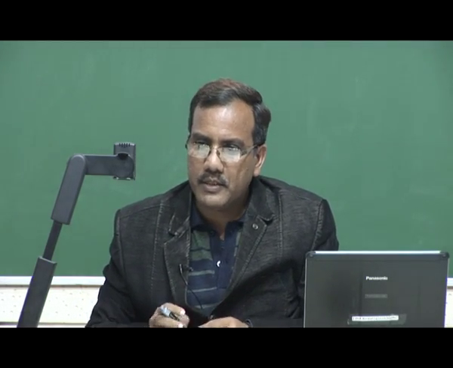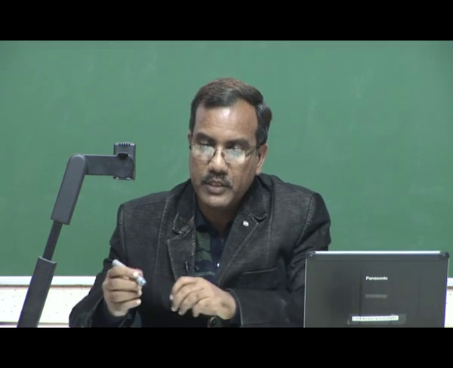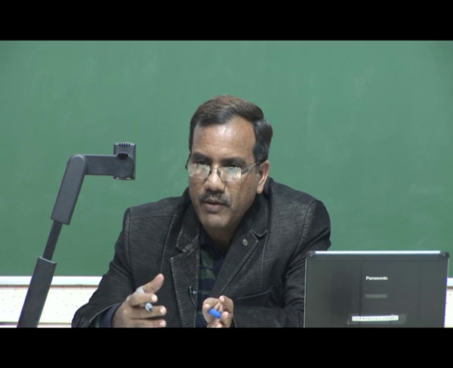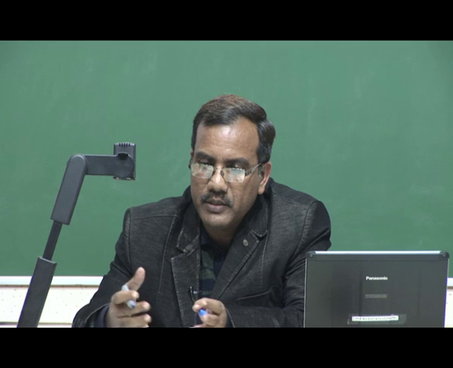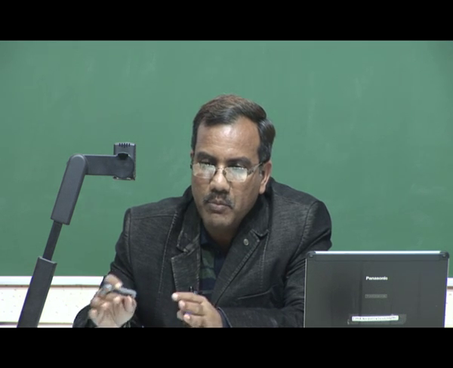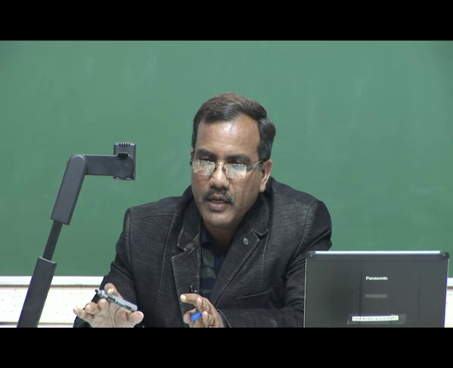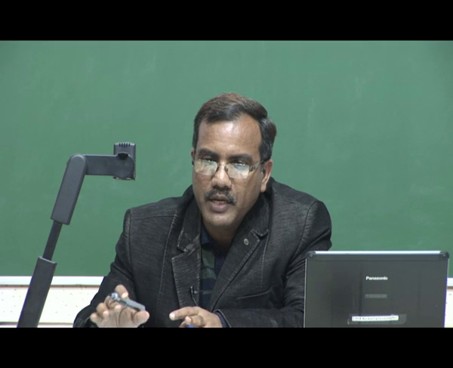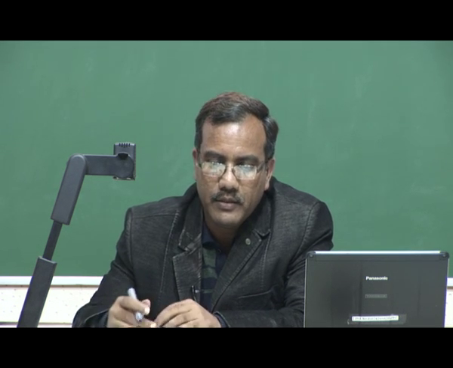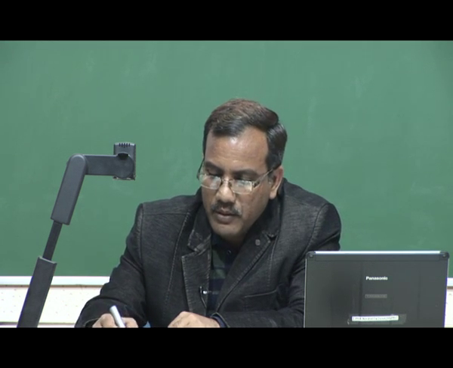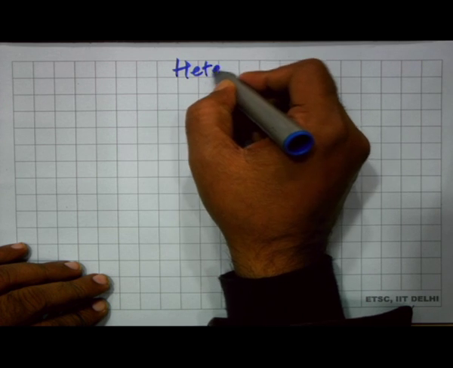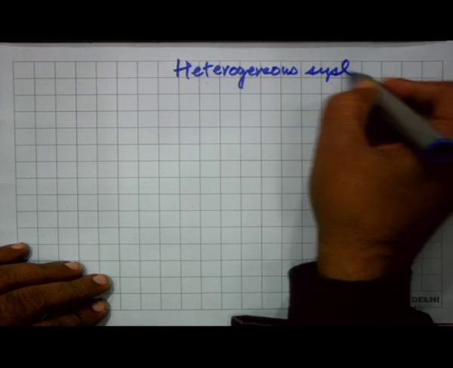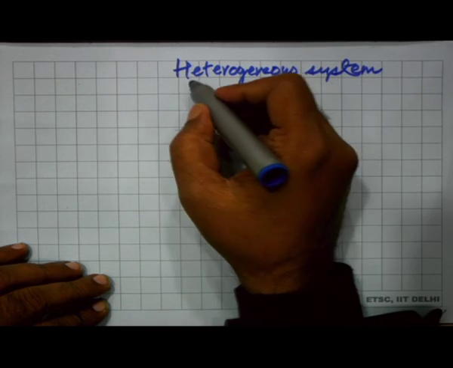So, till now we have discussed cases of homogeneous equilibrium. Whether we take PCl5 going to PCl3 plus Cl2, or N2 plus 3H2 going to ammonia, all components are in gaseous phase, and that is why we can say that these reactions are homogeneous reactions, and the equilibria established in these reactions are homogeneous equilibrium. Now, let us think about what will happen if I have a heterogeneous system.